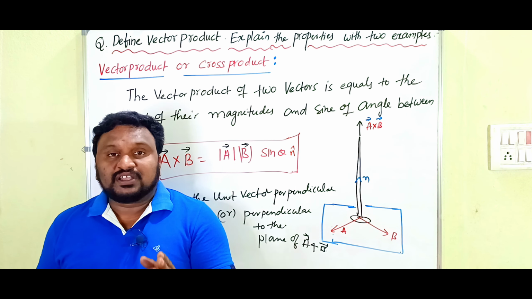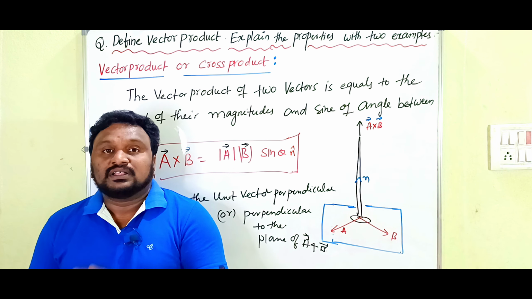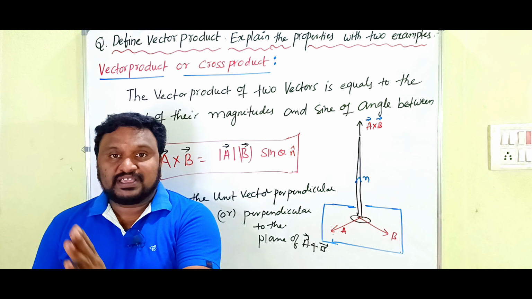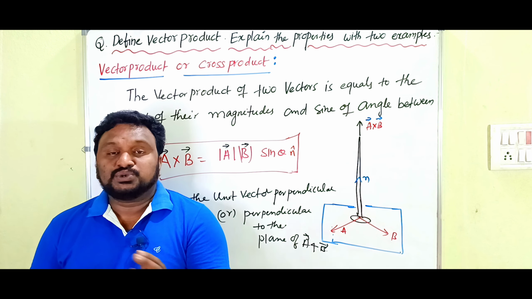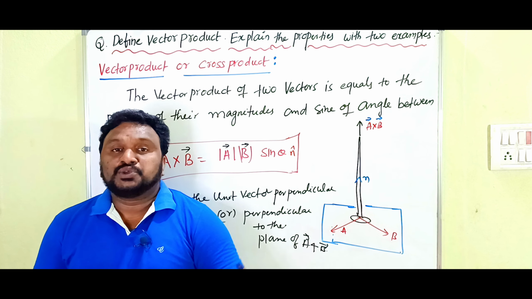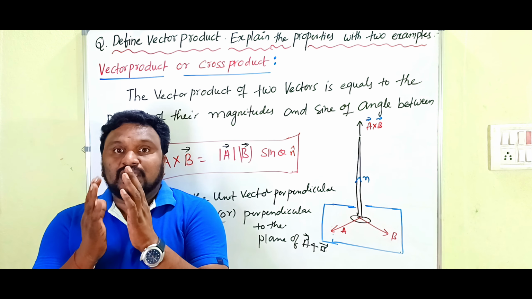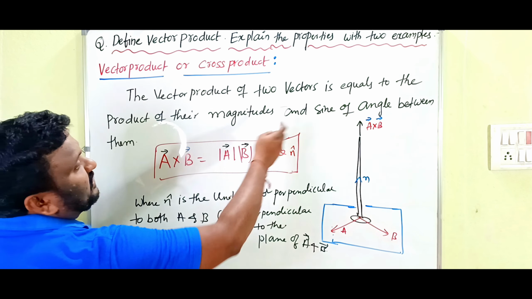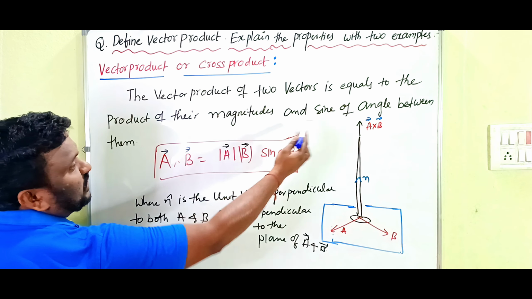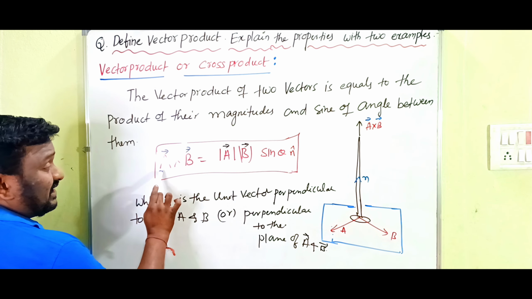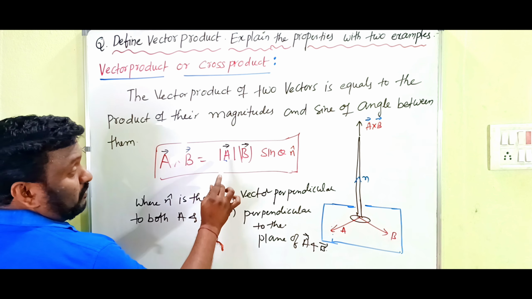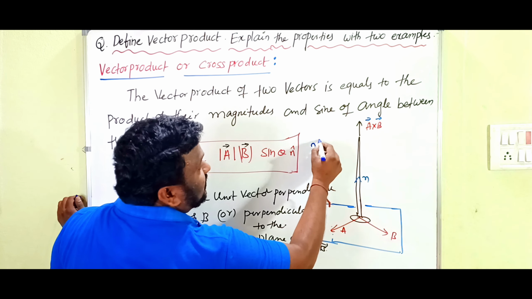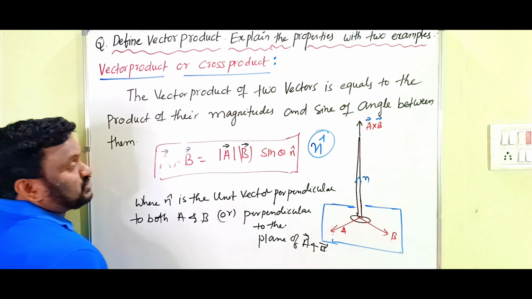If A is one vector and B is another vector, then A cross B is written as mod of A mod of B sine theta into n. Here n is the unit vector. Clear? A cross B. Look here, the equation is there. The vector product of two vectors is equal to the product of their magnitudes and the sine of the angle between them. A cross B is equal to mod A mod B sine theta n. Here n cap is there. It means that n is the unit vector. Its magnitude is equal to 1.